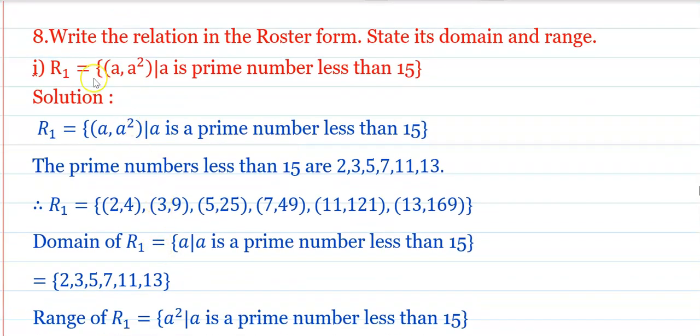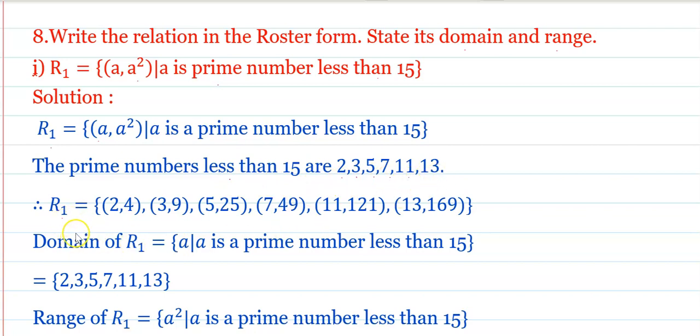Next, question number 8. Write the relation in roster form. State its domain and range. R1 = {(a, a²): a is a prime number less than 15}. The prime numbers less than 15 are 2, 3, 5, 7, 11, 13.